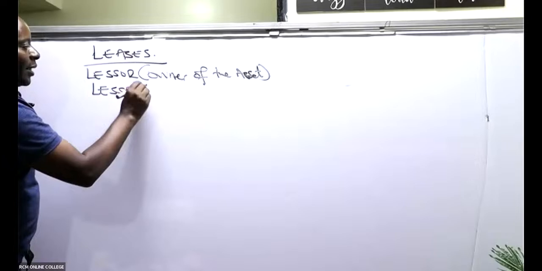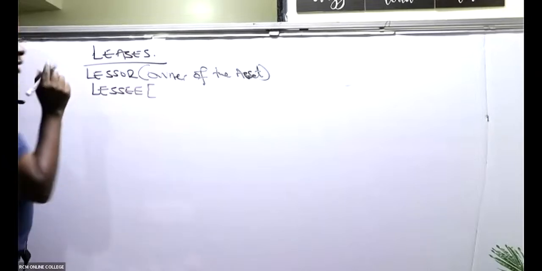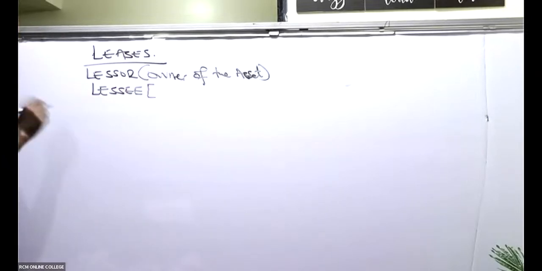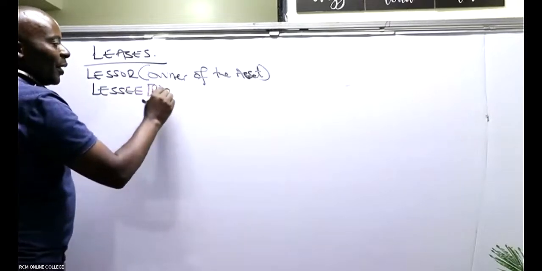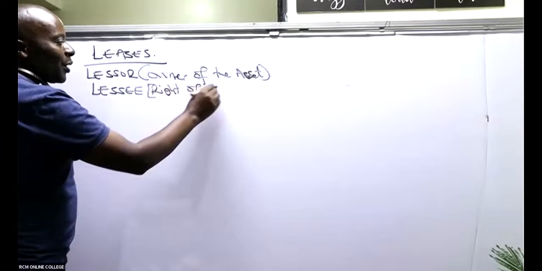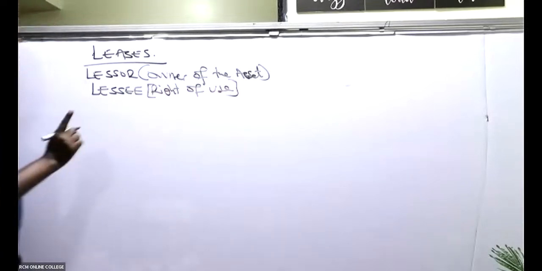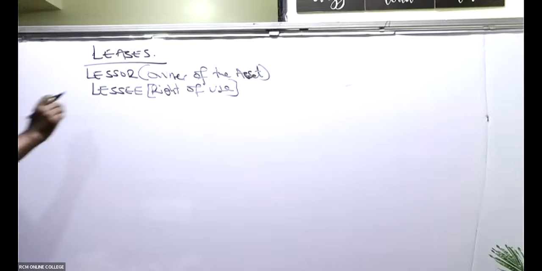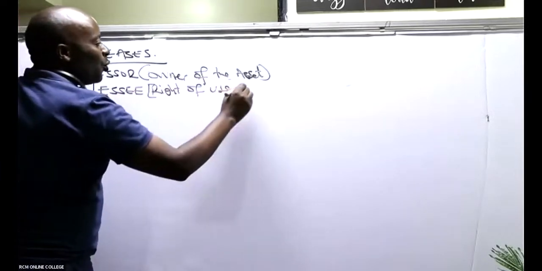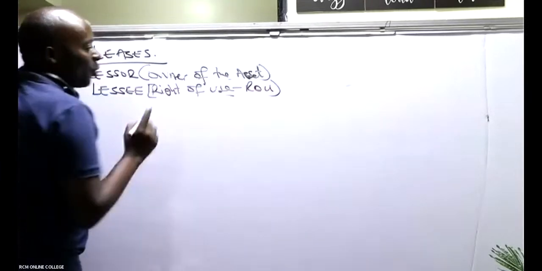And then, ladies and gentlemen, we have the person that we called what here? The lessee. The lessee is the one who is going to get the right of use. He doesn't own the asset, but he'll be able to get what we call the right of use, which we shall be abbreviating as ROU.